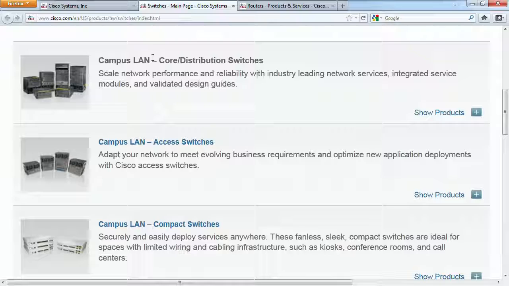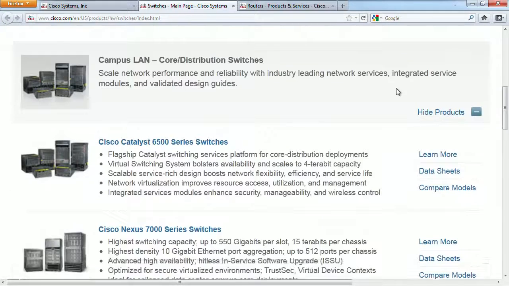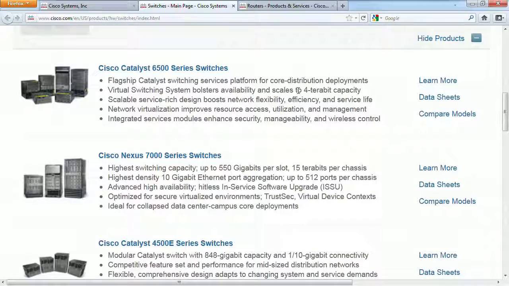Now, if we were to look at the specific models, in the case of the core and distribution, this is where you would find their most popular model of switches, which is the 6500, or the Catalyst 6500. This one's been around for a long, long time. As you can see, it says they're the flagship Catalyst switching platform. And this is basically the one that traditionally powers the center of the network, or the core of the network.